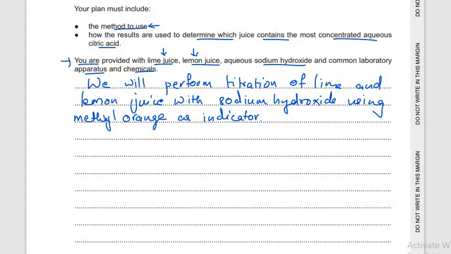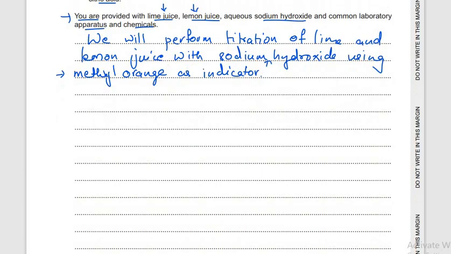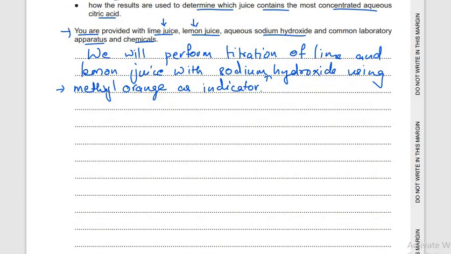Now if we are finding out the most concentrated, then the solution, which is lime or lemon, should use more sodium hydroxide to neutralize and to show the color change if it is more concentrated. So that's how we are going to conclude. So if we describe the method, the first thing is we need to keep in mind what are the things we're going to keep the same. What are the factors which we'll keep the same?